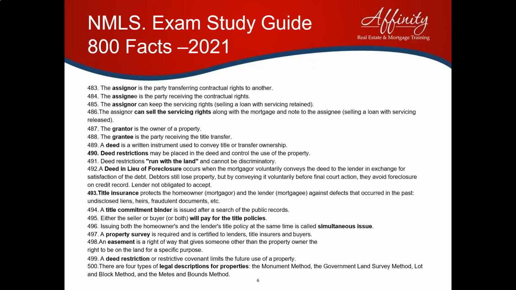An easement is a right-of-way that gives someone other than the property owner the right to be on the land for a specific purpose. A deed restriction or restrictive covenant limits the future use of a property. There are 4 types of legal descriptions for properties: the monument method, the government land survey method, the lots and blocks method, and the metes and bounds method.